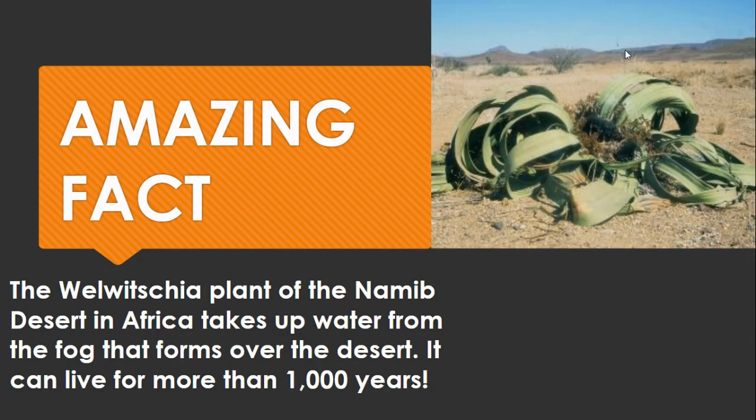Now time for an amazing fact. The Welwitschia plant of the Namib Desert in Africa takes up water from the fog that forms over the desert. It can live for more than 1,000 years. Isn't it amazing?